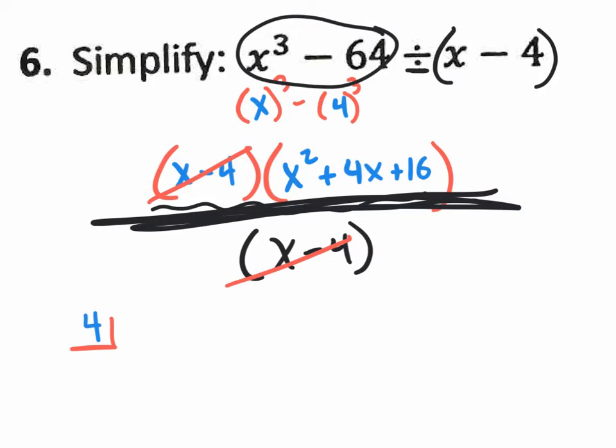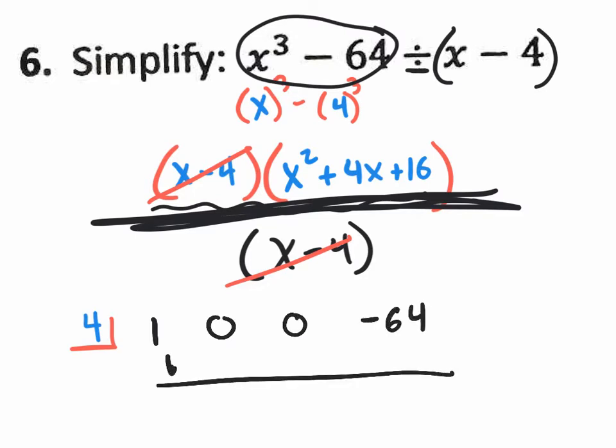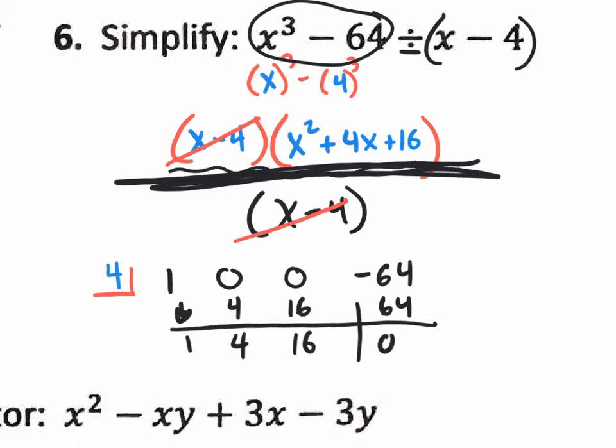Tell me the coefficients of this cubic binomial. 1, 0, 0, negative 64. Okay, the 1 comes down. 4 times 1 is 4. 4 plus 0 is 4. 4 times 4 is 16. 0 plus 16 is 16. 4 times 16 is 64. Remainder 0. This would be your answer right here. All you got to do is write it as your depressed polynomial. X squared plus 4x plus 16. Same thing. So it's totally up to you, all right? You have the option whether you want to do synthetic division or rewrite it with difference of 2 cubes formula.